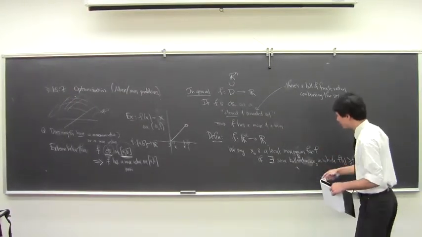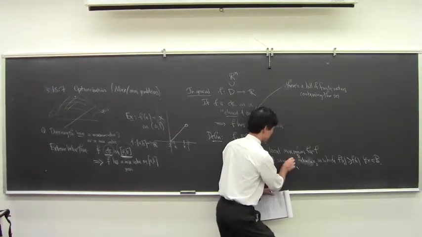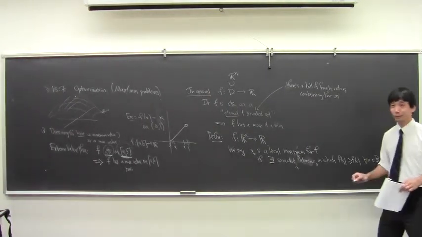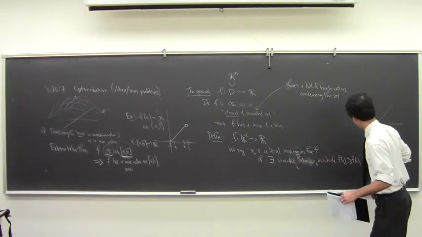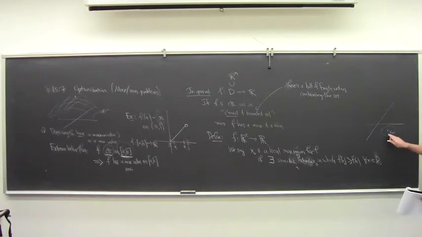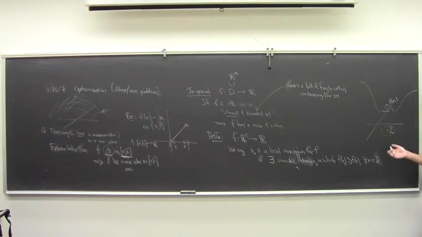I guess we're in R2, so I should say disk. Some disk. I'm going to just call it B anyway. Some disk B. Okay, so here is x naught, and there is some disk D centered on x naught, and the value of f of x naught is bigger than all other values. So locally, it's a local max. It dominates everybody nearby, although it may not dominate everybody in the whole space. Local max.